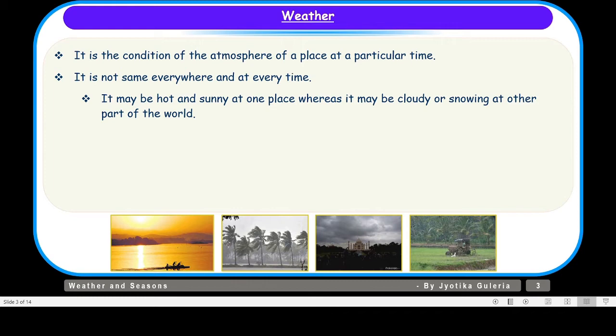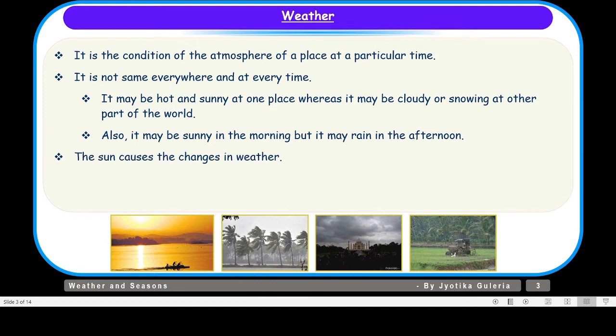It is not same everywhere and at every time. It may be hot and sunny at one place, whereas it may be cloudy or snowing at other part of the world. So children, it is never same. It varies from place to place. On one place it may be sunny, on another place it may be windy, or at other place it may be cloudy, and maybe at other place it is entirely different, it is raining. So it keeps on varying from place to place. It is never same at all places. Also, it may be sunny in the morning, but it may rain in the afternoon. That means it may vary within a day also.